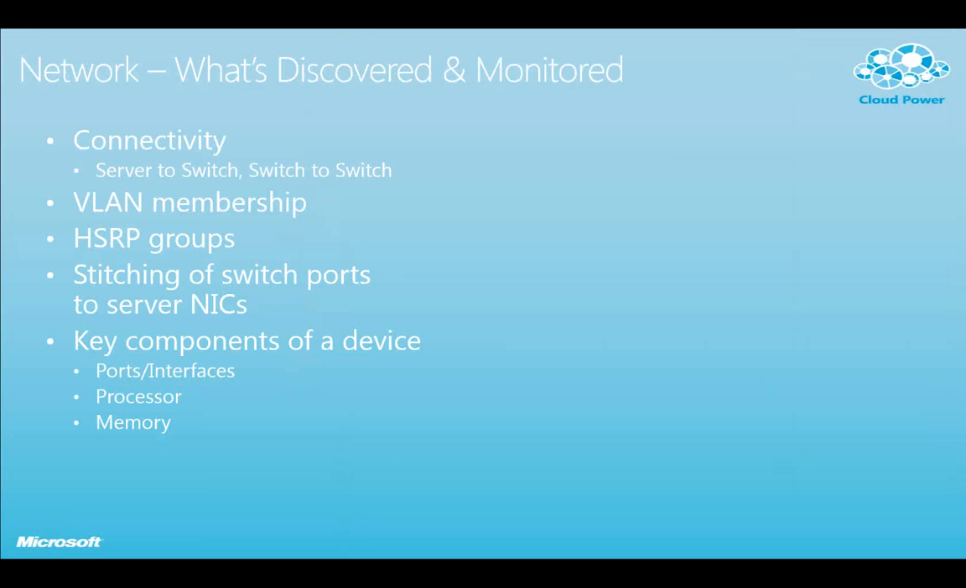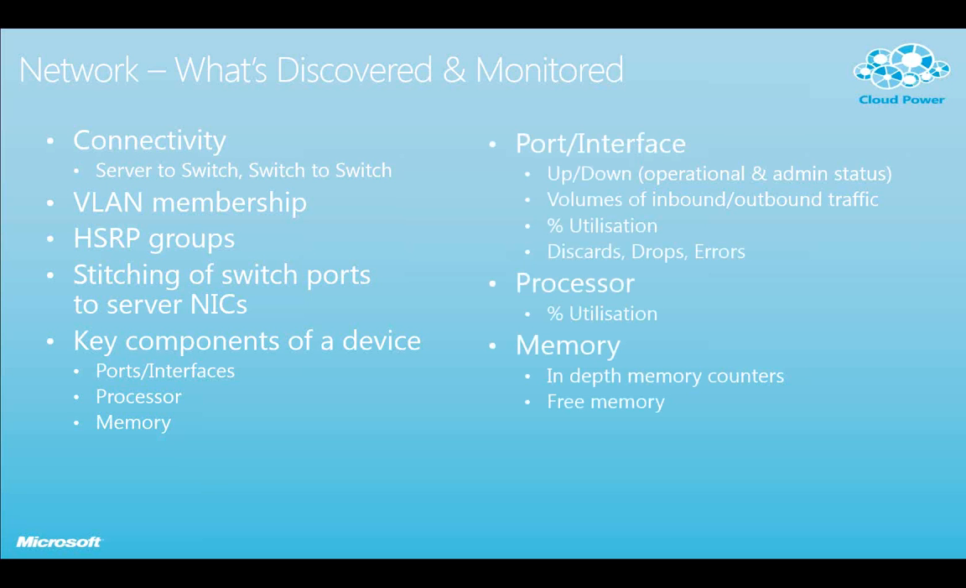Network monitoring traditionally has been a basic SNMP trap, and it'll go, yes, it's up, no, it's down. And that's realistically as much as you get out of it. So we've now got significant changes in there. We can do connectivity, it will create you a virtual map, we can look at VLAN membership, we can look at the HSRP, hot standby router protocol, groups, we can look at throughput on devices, so ports, interfaces, processors, memory, we can look at drops, discards, utilization, and so on and so forth.